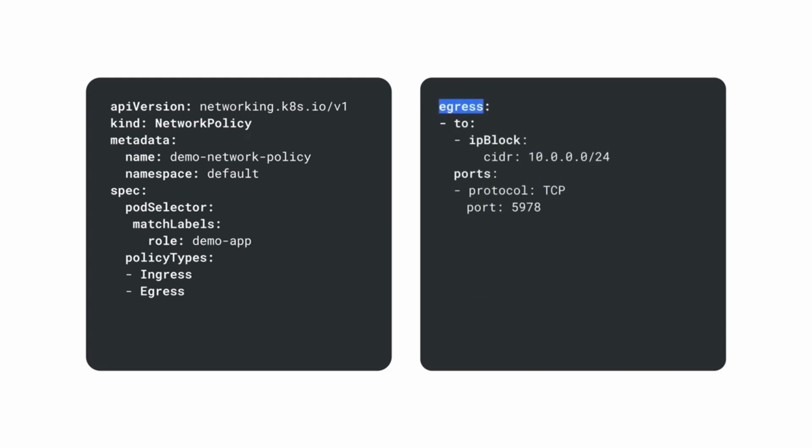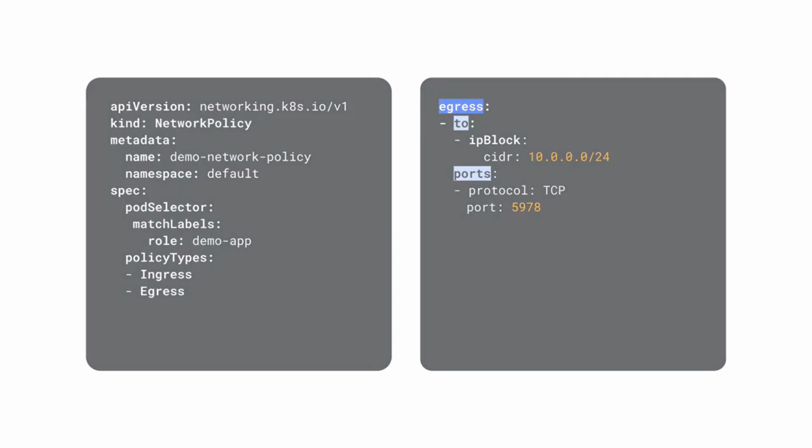In the egress section of the policy, there are two main sections: to and ports. In the example, traffic destined for network 10.0.0.0/24 on TCP port 5978 will be permitted to egress from the demo app's pods. Remember, applying network policies does nothing if you haven't enabled network policy on your cluster.